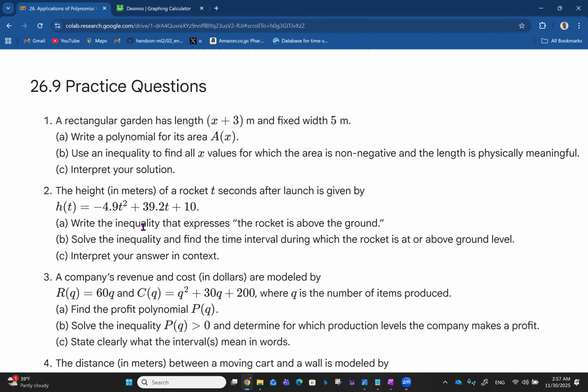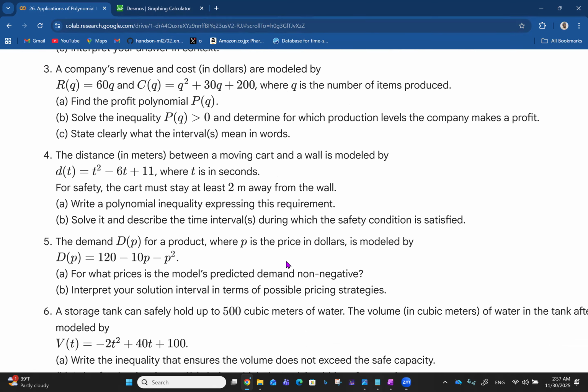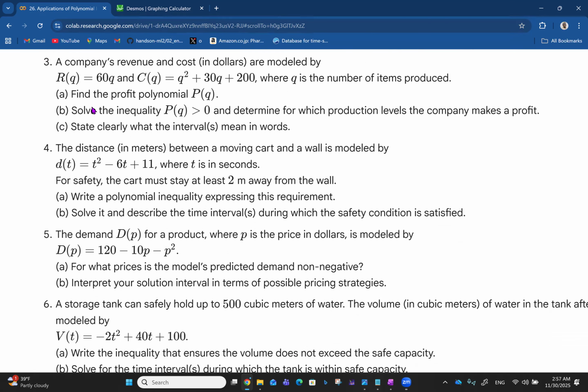So you have this, write the inequality that expresses the rocket is above the ground. That means if this is greater than or equal to 0, and then you do all the solution that you need to do. Then 3, a company's revenue and cost in dollars are modeled by this, R of Q, 60Q. So exactly what we did before, you can do the same here.